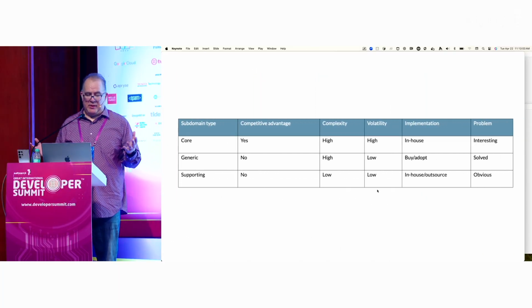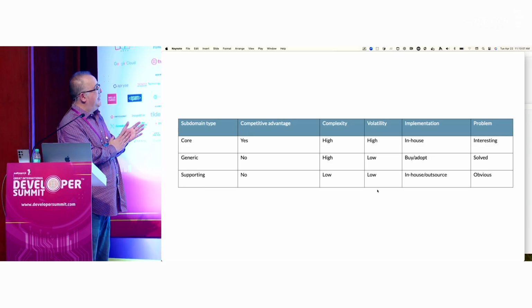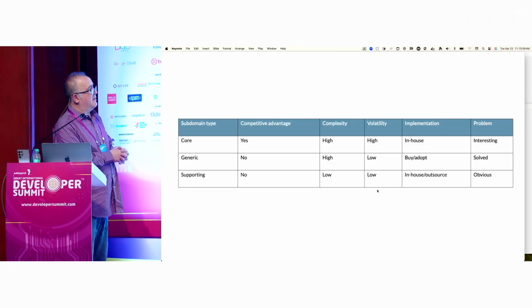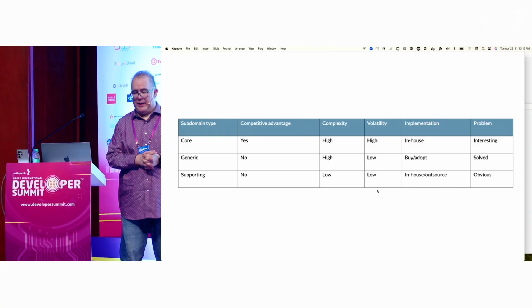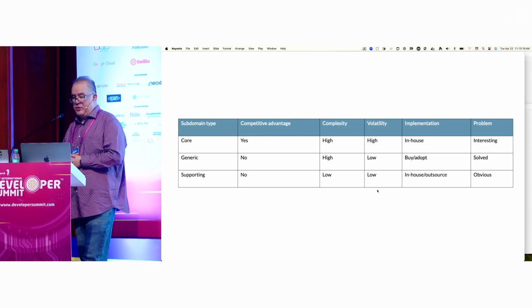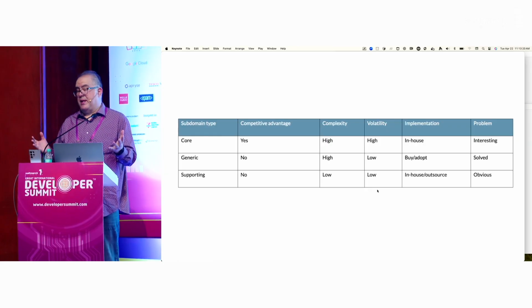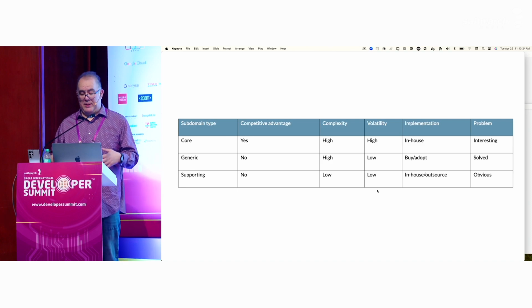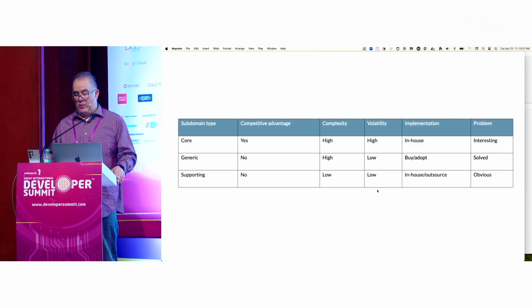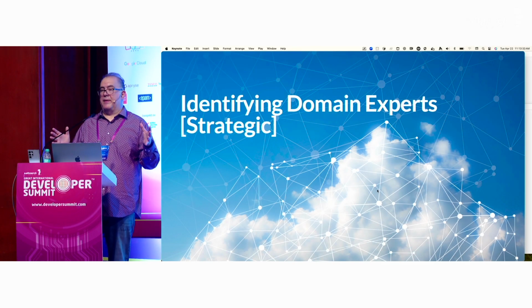So here's this table here. What is the subdomain? Does it have a competitive advantage? Is it complex? Is it volatile? Volatile meaning if you are doing something and it's highly competitive, do you have to change very quickly? The answer is high for core, which would make sense. Your implementation in-house, generic would be buy or adopt. Supporting would be in-house or outsource, because things are particularly obvious. Cool, right? First part there.